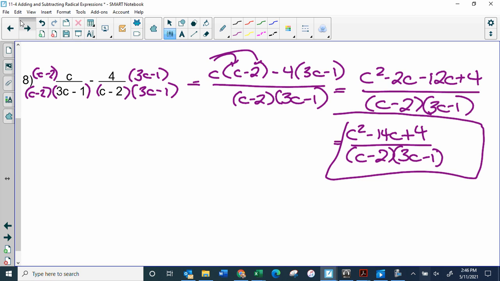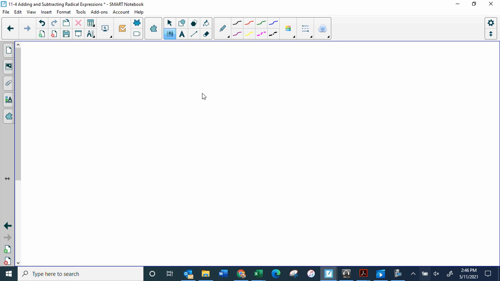All right. So that's adding and subtracting rational expressions.